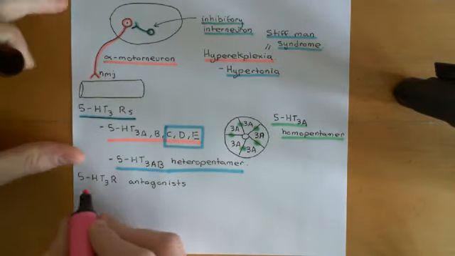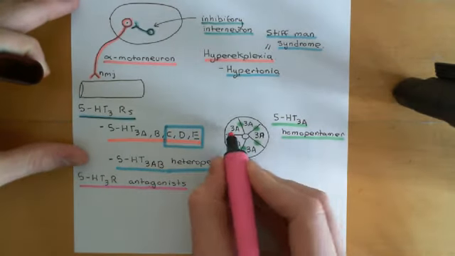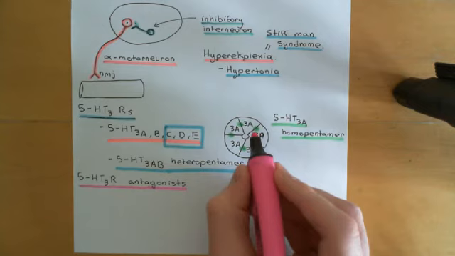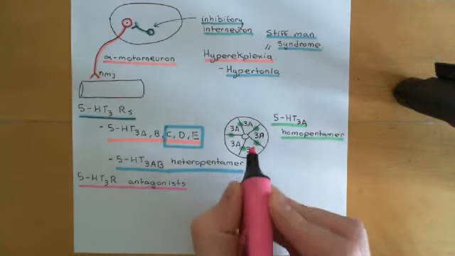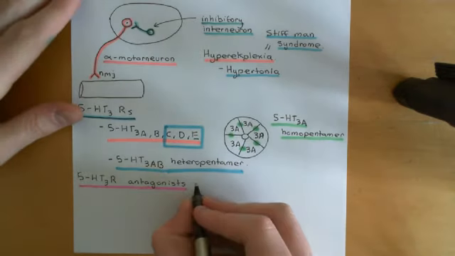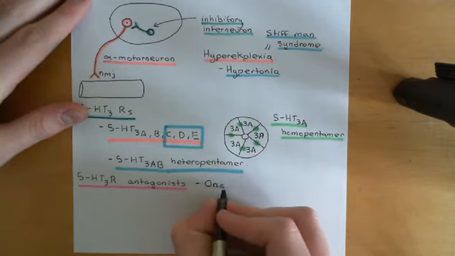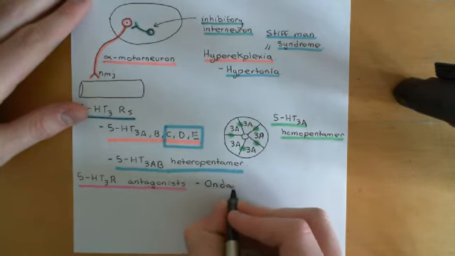Basically these are drugs which can bind to the ligand binding sites of 5-HT3 receptors, so these binding sites here, and which will not stimulate the opening of the channel. So they bind to the same site as 5-HT, but they don't stimulate the opening of the channel. They just block the 5-HT from binding there. Let me give you an example of a 5-HT3 receptor antagonist. The main example is ondansetron.